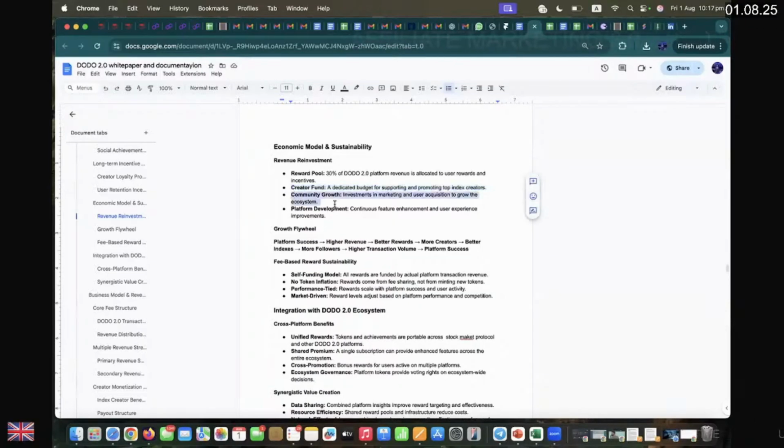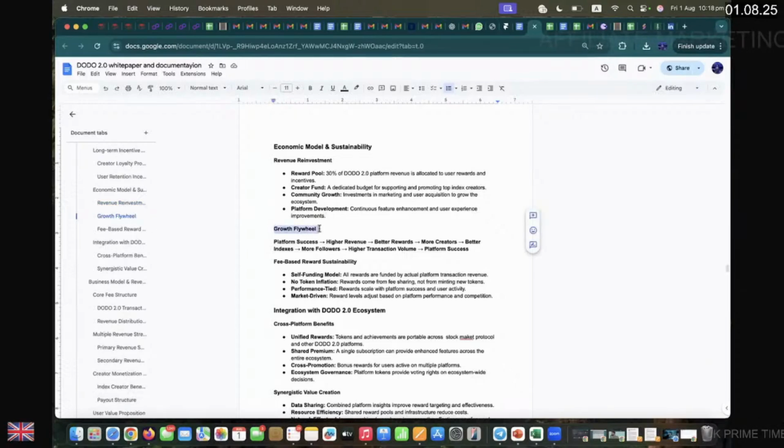Then community growth. Investments in marketing and user acquisition to grow the ecosystem. We are already distributing a handsome amount of commissions in the affiliate model, and I think that is more than sufficient for the community to grow properly and massively. Then platform development, continuous feature enhancement and user experience improvements. We always strive to do this, and you all understand from the last 2 years' journey with me what sort of mindset in terms of development we have as a tech house.